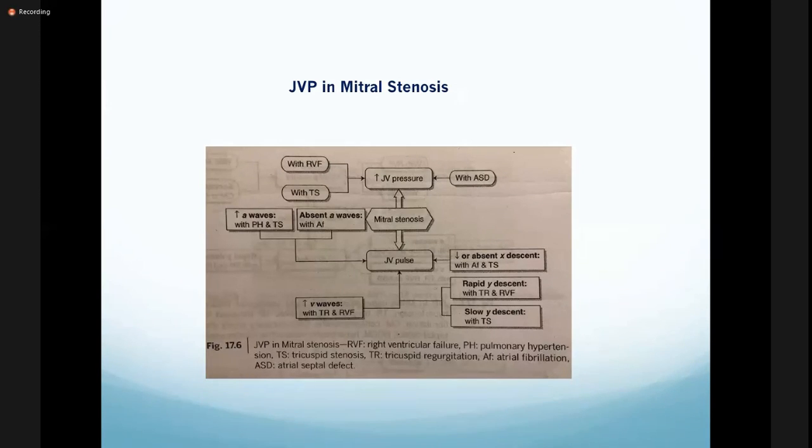What happens in JVP in mitral stenosis? JVP usually does not rise without pulmonary hypertension. When there is pulmonary hypertension, we find raised JVP. In case the patient has atrial fibrillation, we find absent A wave. And in case of pulmonary hypertension, what else do we find? If the patient has TR, we already discussed there is an absent X wave, prominent Y wave, and prominent V wave.